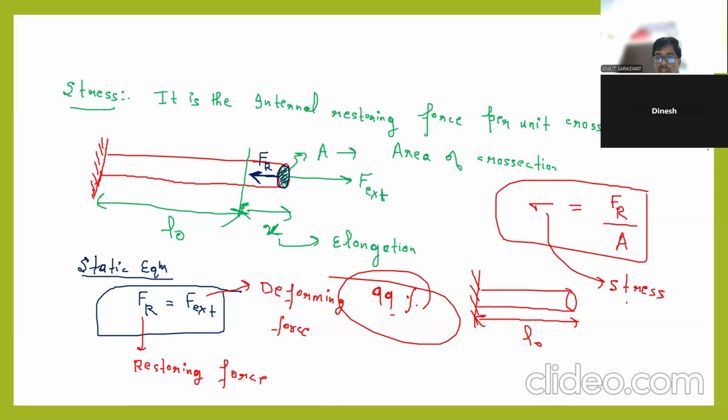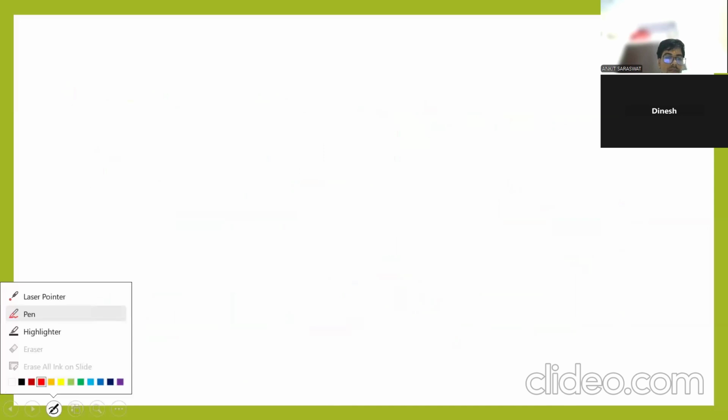This stress is a which type of quantity? It is neither vector nor scalar. It is a tensor quantity. You will learn it when you are adopting BSc physics, then you will learn tensor quantity. It's a tensor quantity. Clear? Yes, sir.